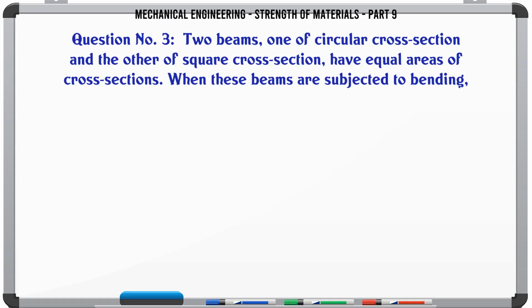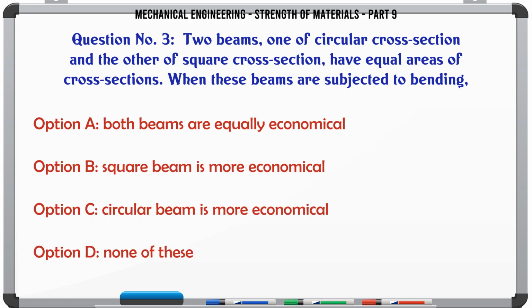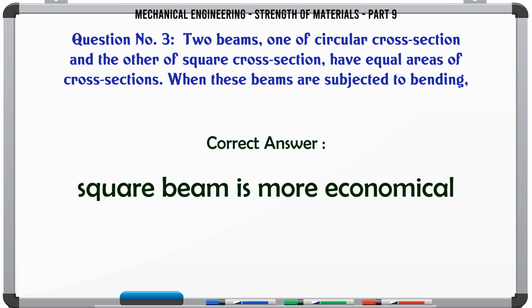Two beams, one of circular cross-section and the other of square cross-section, have equal areas of cross-sections. When these beams are subjected to bending: A. Both beams are equally economical, B. Square beam is more economical, C. Circular beam is more economical, D. None of these. The correct answer is square beam is more economical.